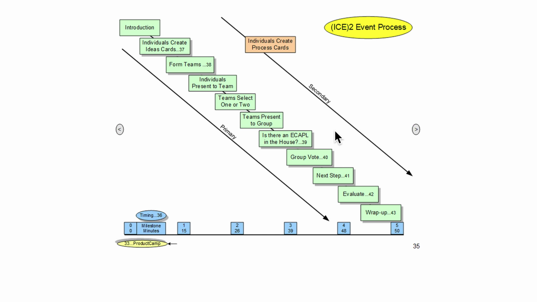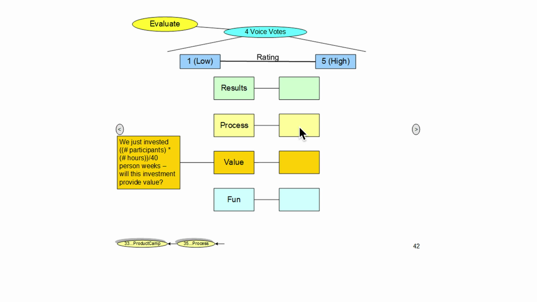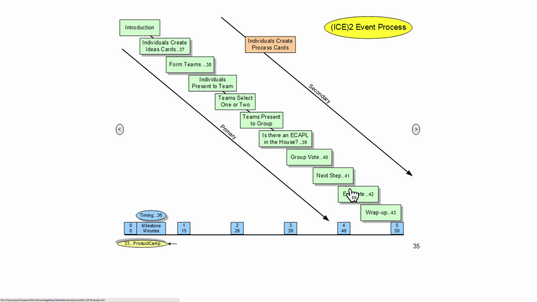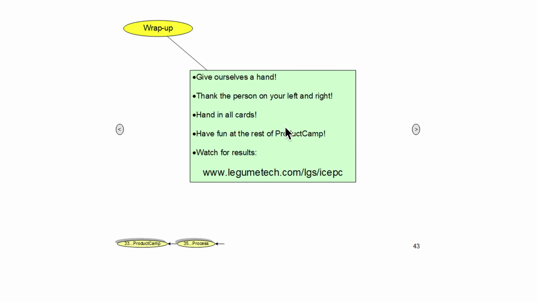Once we have done that, we're essentially done, and we're going to then evaluate our process by doing voice votes on 4 different areas: results, process, value, and fun. Noting that we've spent a certain number of person weeks doing this, did this investment have that value? And then finally, we'll do a wrap-up activity where we celebrate what's happened.